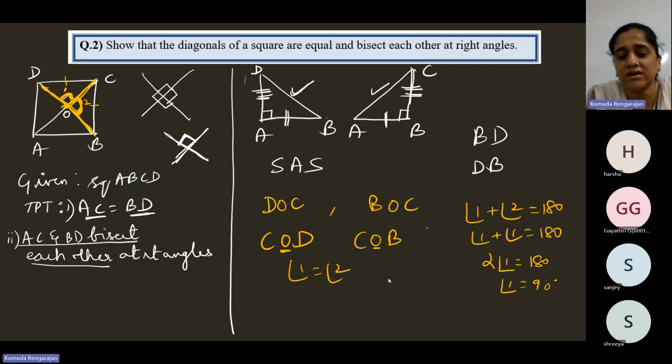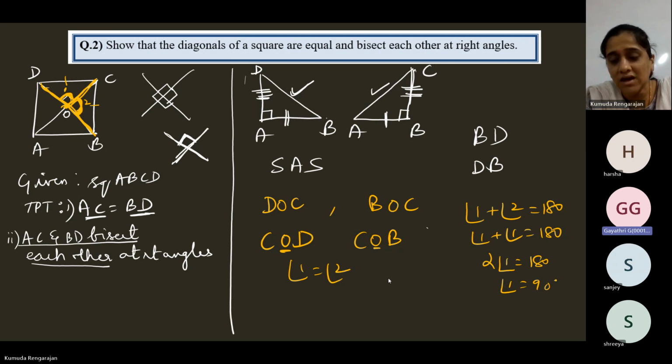No, you have some doubt there, but angle 1 plus angle 2 is 180. That is because BD is a straight line, so the sum of the angles on a straight line is equal to 180. So angle 1 plus angle 2 is 180.